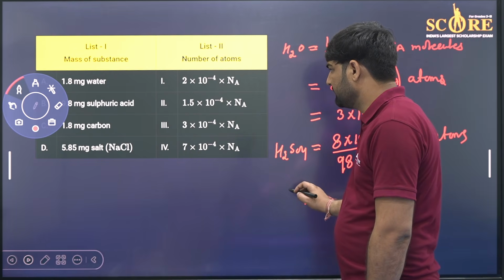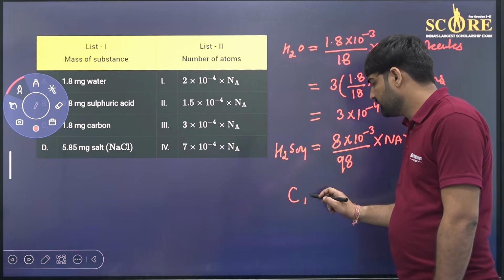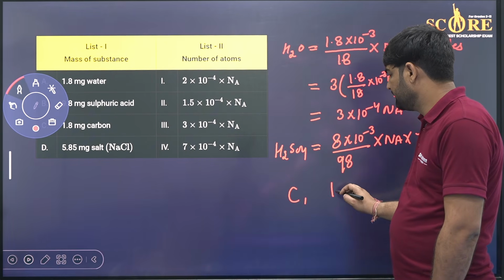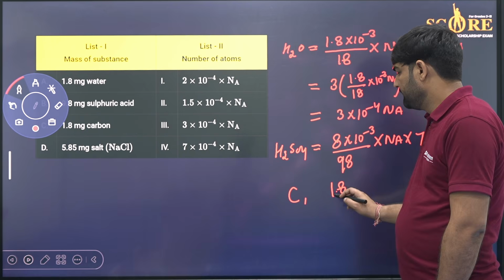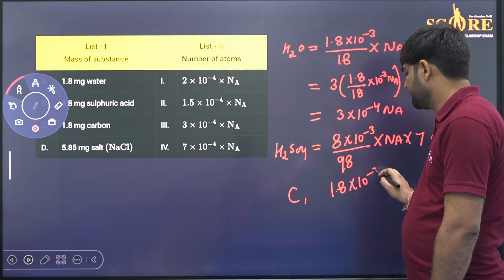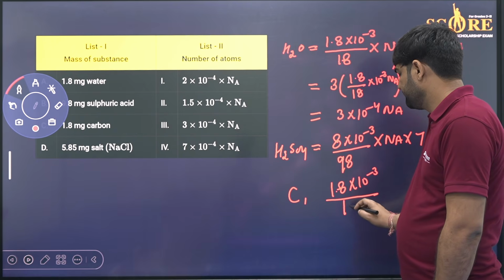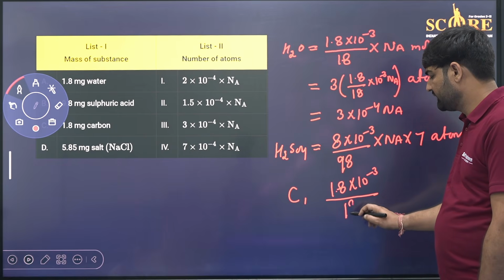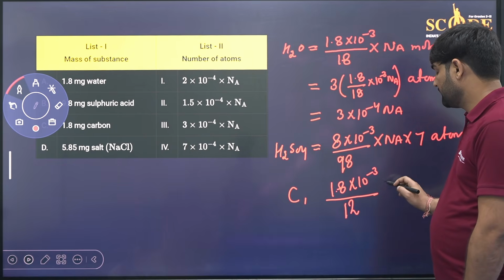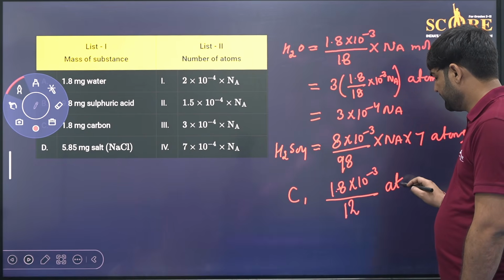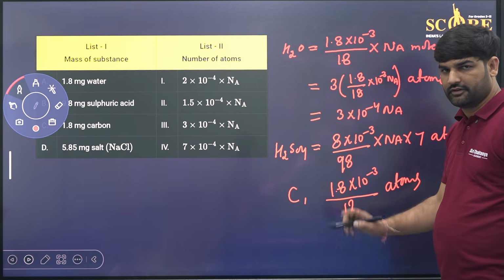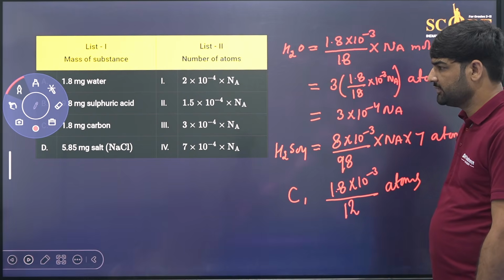Now we will talk about carbon. So carbon is given 1.8 milligram, 10 raised to power minus 3, divided by, we can say for carbon this is 12. This is number of particles, and in this condition the particle is an atom. So this is number of carbon atoms.